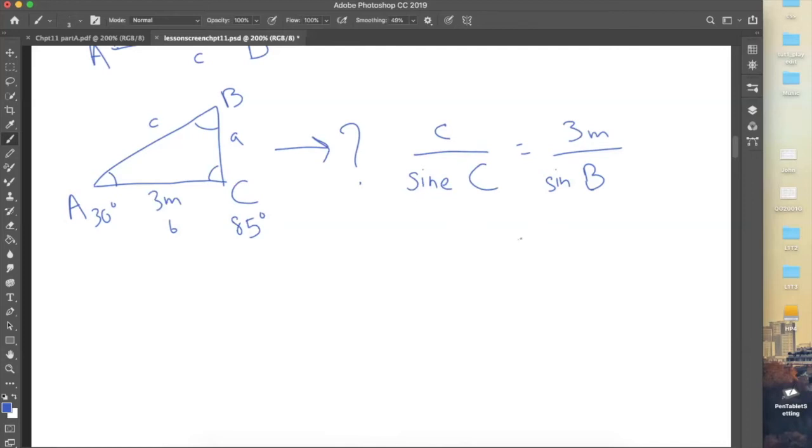So what I can do is find the angle B. And what is angle B? Angle B is 180 minus 30 minus 85, using the angles of a triangle. So that will be 180 minus 35, which is 65.